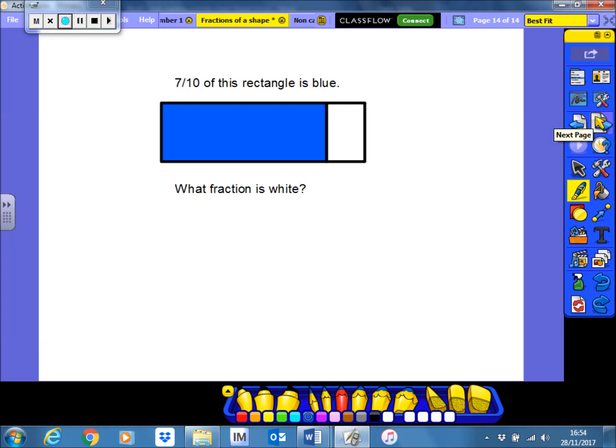So lastly, one final example. In this case, the shape has been split into tenths. Now, we're not actually seeing the tenths, but you'll just have to take my word for it. This is 7/10 of the shape. Now, 7/10 of it are blue. What fraction is white? Again, we should be able to use our number facts. 7 out of 10 of them are blue. This amount are white. And using our number facts, we should be able to tell that 7 plus 3 is what equals 10, so it has to be 3/10 that are white.